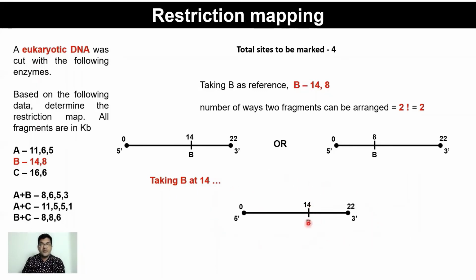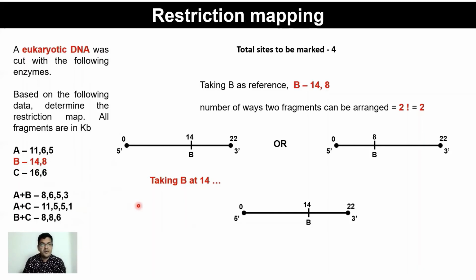So we take B at 14, we mark our restriction map as starting at 0. The end is marked as 22 kb because the total length of the DNA remains the same. If you see A, 11 plus 6, 17, plus 5 equals 22 kb. For B single digest, 14 plus 8 equals 22 kb. C single digest, 16 plus 6 equals 22 kb. A plus B, 8 plus 6, 14, plus 5, 19, and 3, 22. Right. A plus C, 11 plus 5 is 16, 16 plus 5 is 21, and plus 1, 22. And B plus C, you know already, 8, 8, and 6. So this is 16 plus 6, it is 22 kb again.